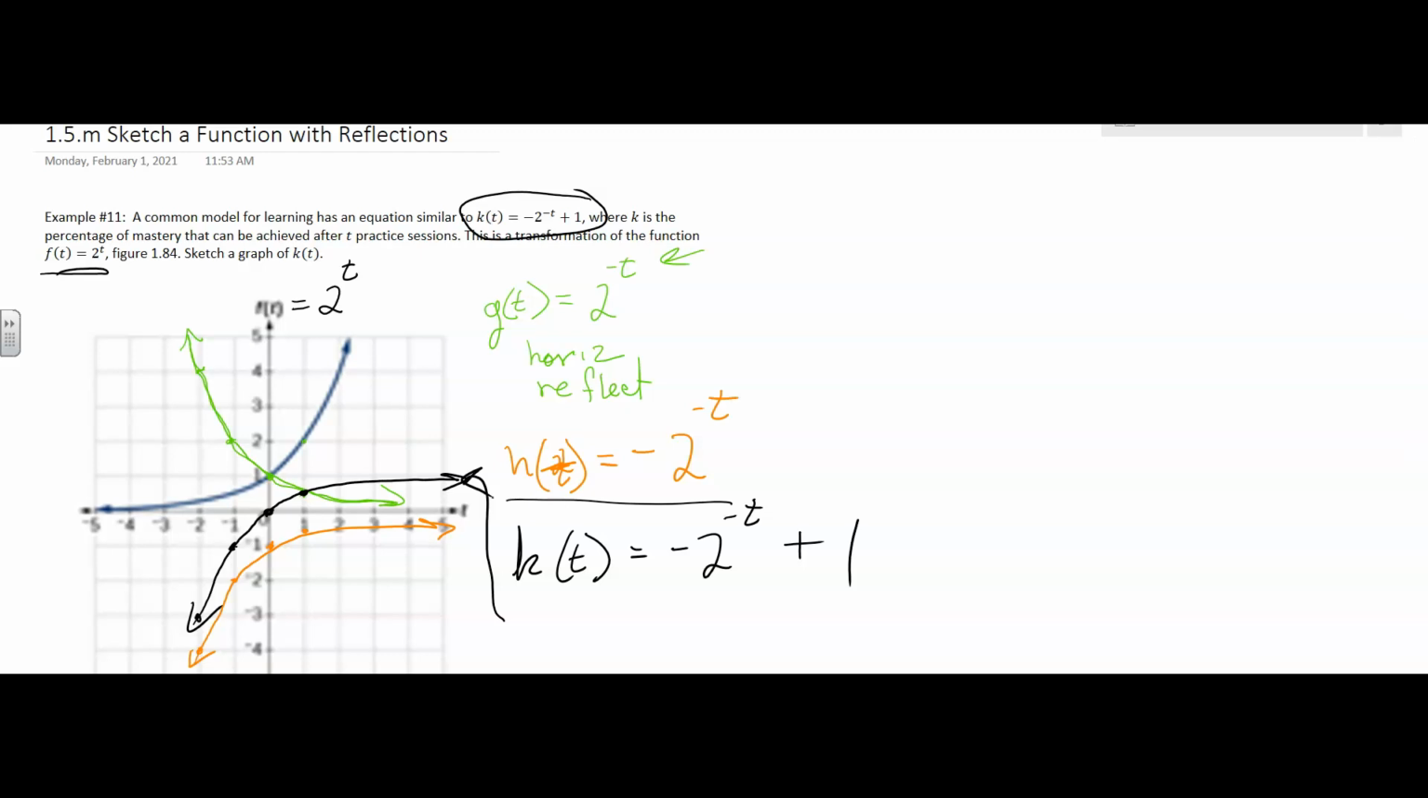So when you break it up into little pieces like that, and we're going to talk about that more in the next video, it helps to just do one thing at a time, because then you can see each transformation. But putting it all together, our result is that curve that I've drawn in the black, the K of T. Okay?